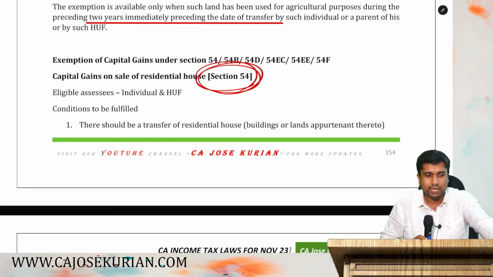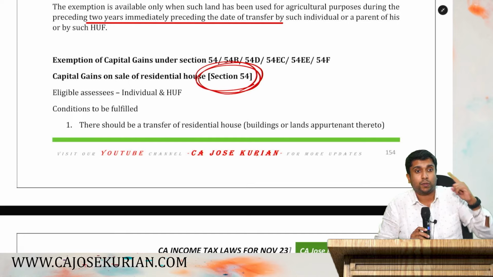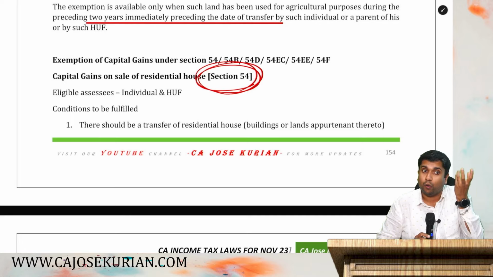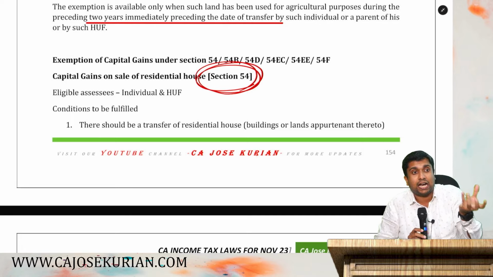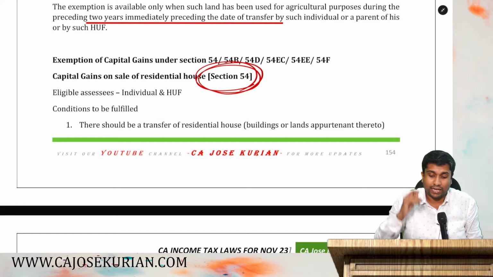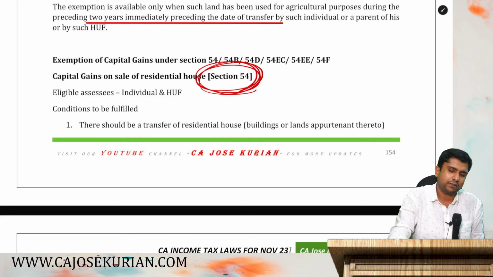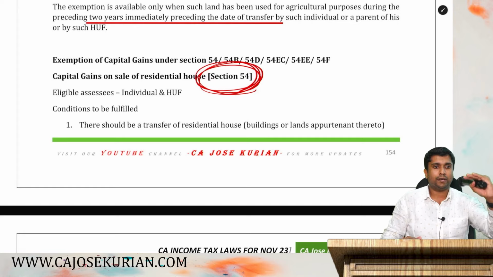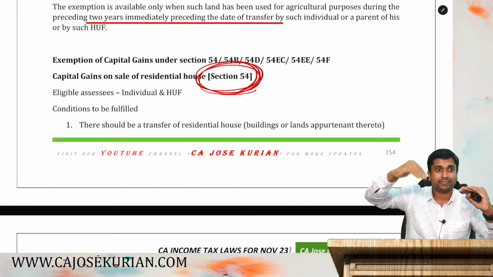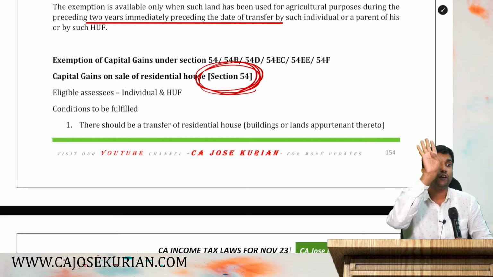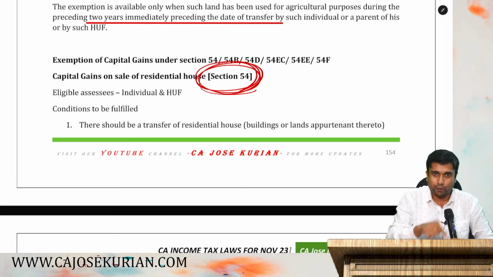When I sell that particular residential house property, I have to compute capital gain. But I sold that particular residential house property for purchasing another residential house property. I sold my old residential house property to purchase another residential house property. I can claim exemption under 54. So you tell me what is exemption under 54? When I sell my old residential house property and purchase a new residential house property, I can claim exemption under section 54. How to claim that? That's what we are about to discuss.